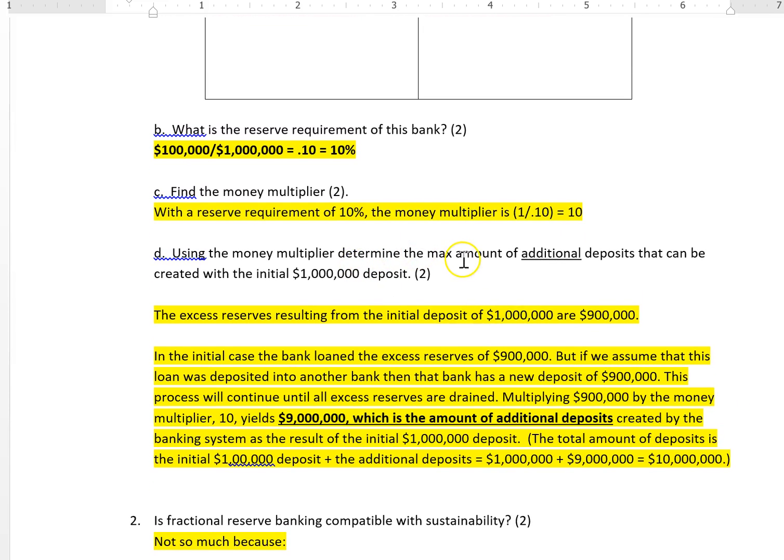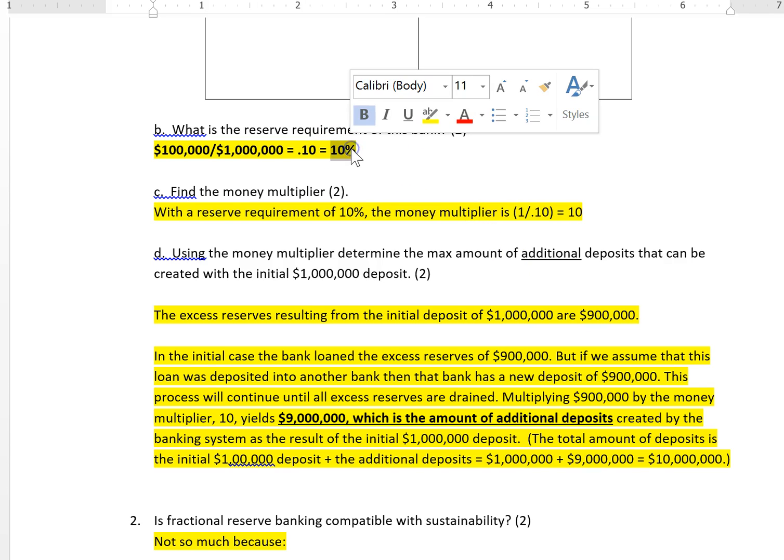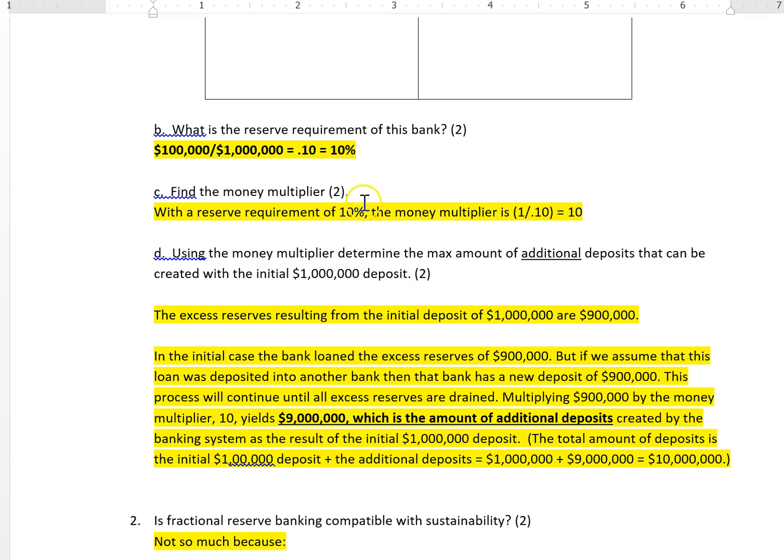So using the money multiplier, determine the additional deposits that can be created with an initial deposit of $1 million. Well, we know that the money multiplier is 1 over the reserve requirement ratio, and the reserve requirement ratio is 10%. So 1 over 10% is 10. And so the excess reserves resulting from the deposit of $1 million is 900,000. So this is how much excess reserves were created when this money, $1 million, was deposited. And that's what we're going to use in our equation.